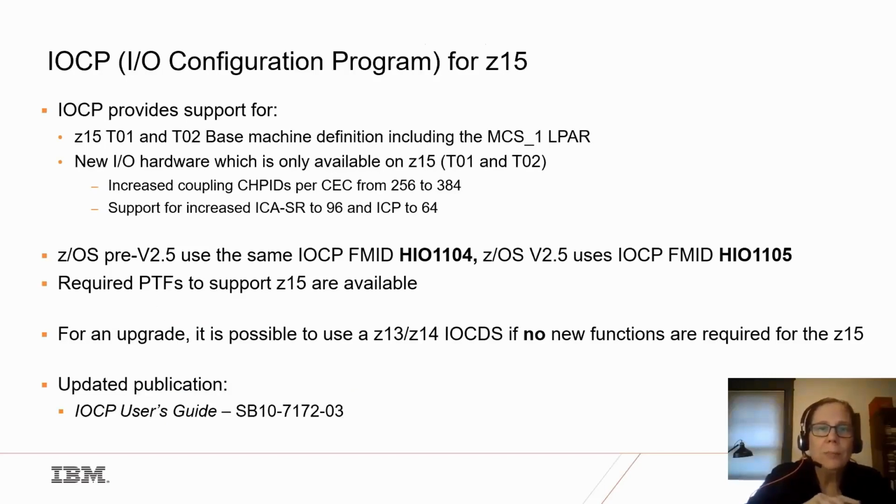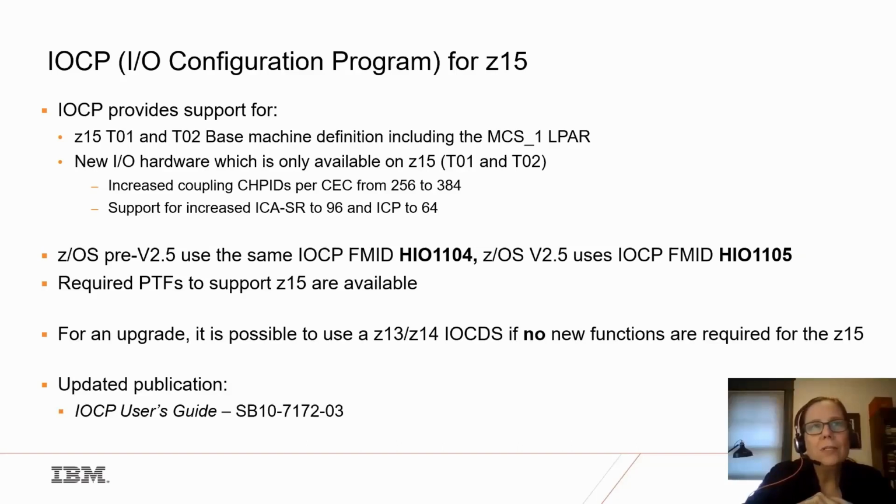For IOCP for Z15 support, IOCP is going to support the T01 and T02 base machine definition, including the MCS1 LPAR. We'll talk about MCS1 LPAR in a second. We've increased the coupling chipids per CEC from 256 to 384. We've got support for increased coupling links to 96 and ICP to 64.